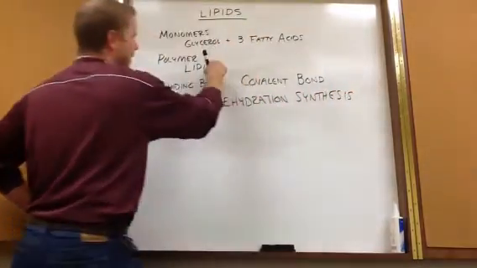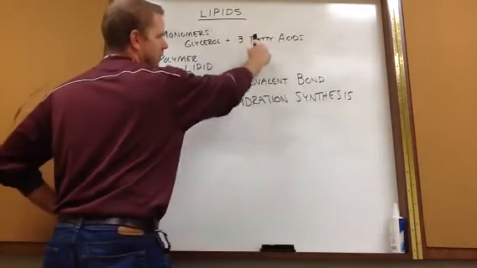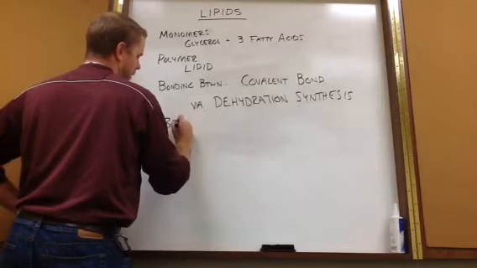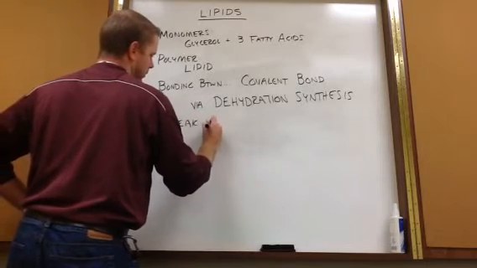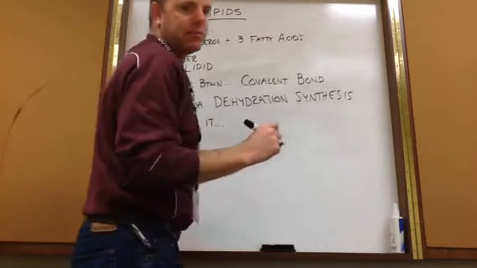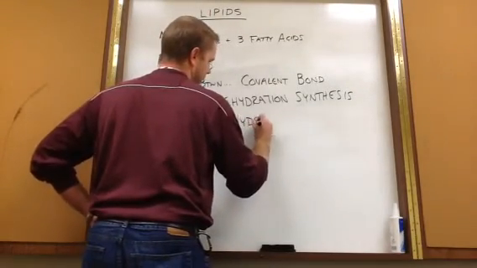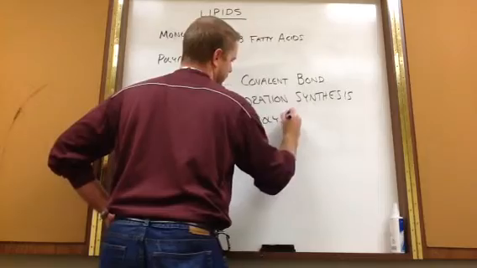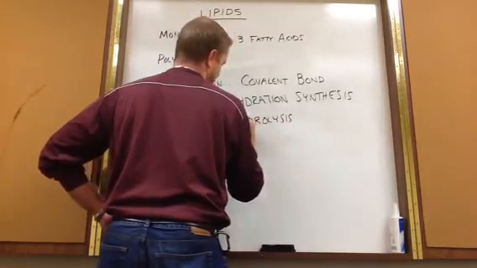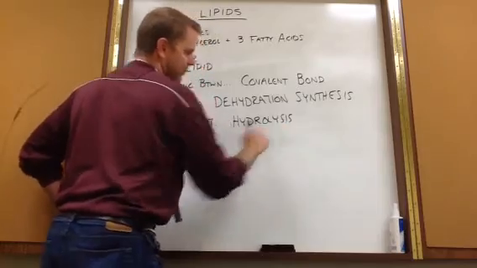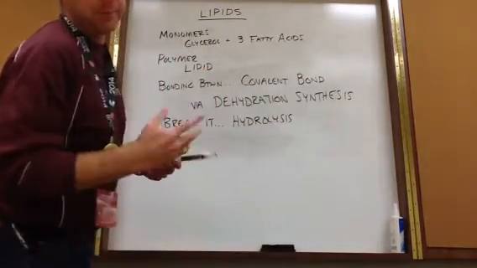And likewise, let's say I wanted to break it apart. So I wanted to take my lipid and turn it back into a glycerol and 3 fatty acids. Well, how do we break it? Well, we break it using the same process we talked about all along called hydrolysis. Hydrolysis. Hydro meaning we add water, lysis meaning we break it or split it.